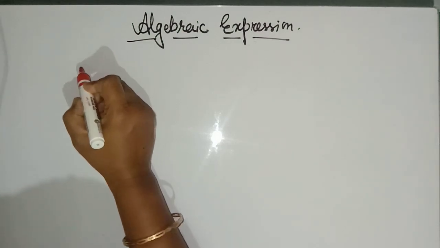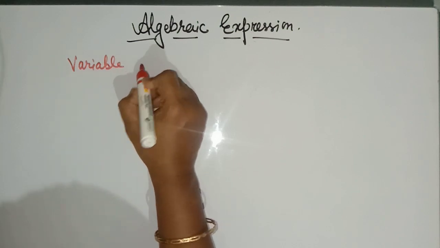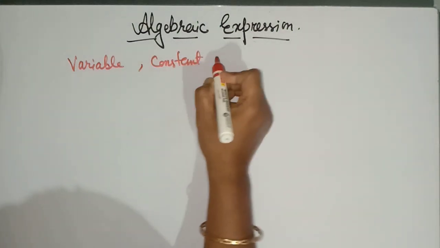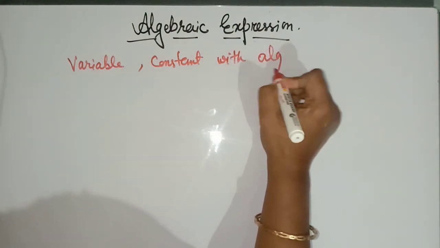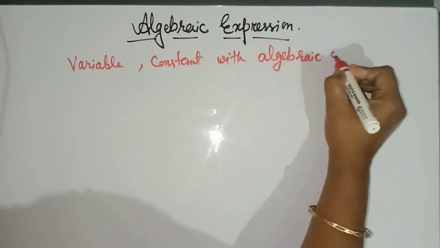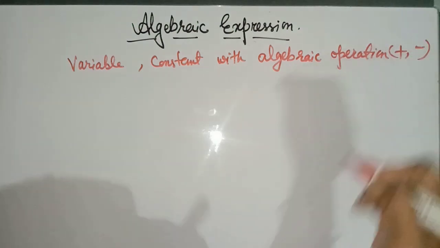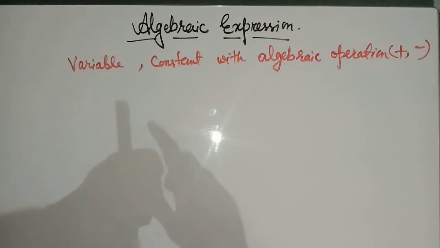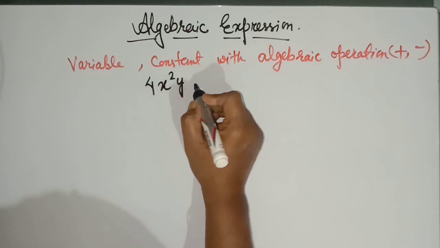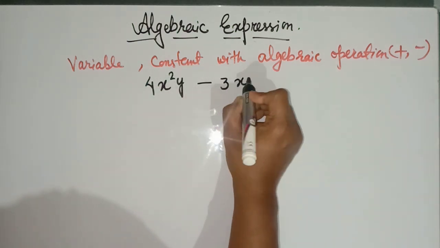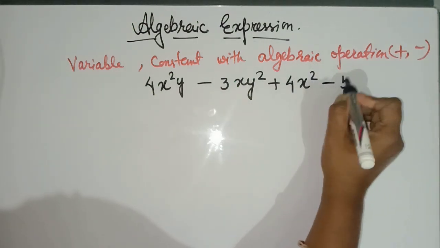An algebraic expression is the combination of variable, constant with algebraic operations like plus or minus. Okay, so let us write an expression. Suppose I am writing here 4x square y minus 3xy square plus 4x square minus 5.